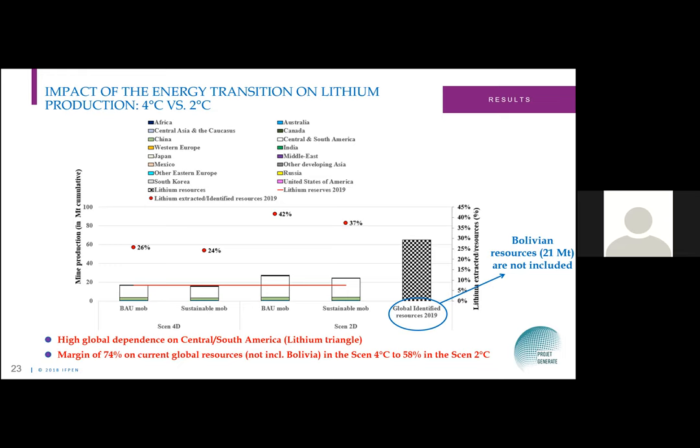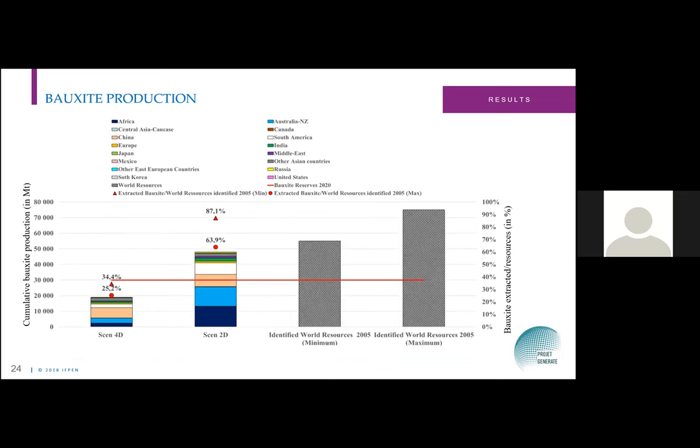So in the lithium triangle for the future. So for the bauxite as well, we are reaching 87% of criticality in the 2 degrees, while it will be just 34% in the 4 degrees. So we are multiplying almost by 2.5 the cumulative consumption.